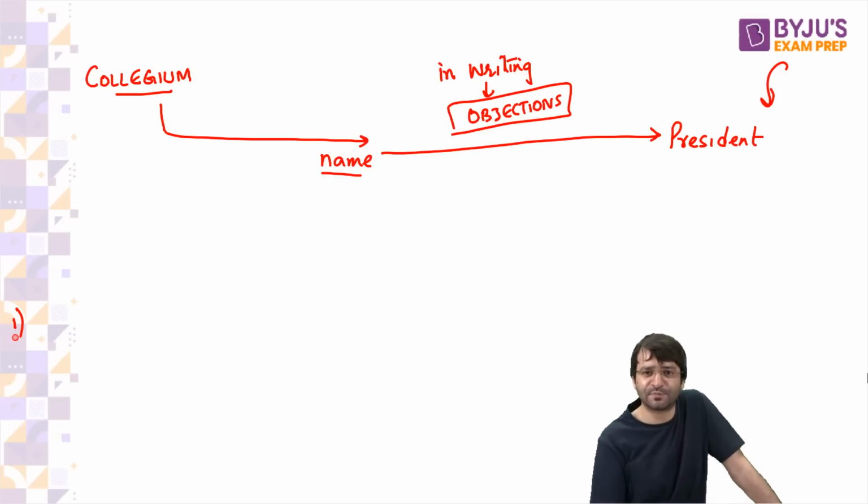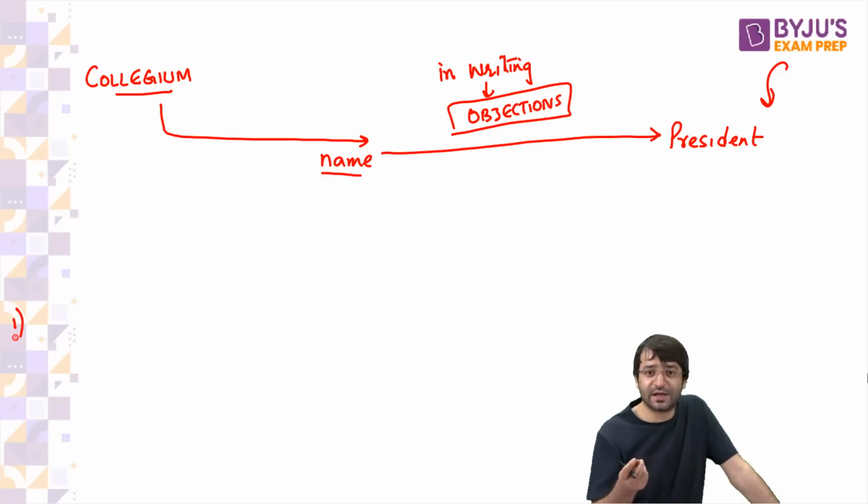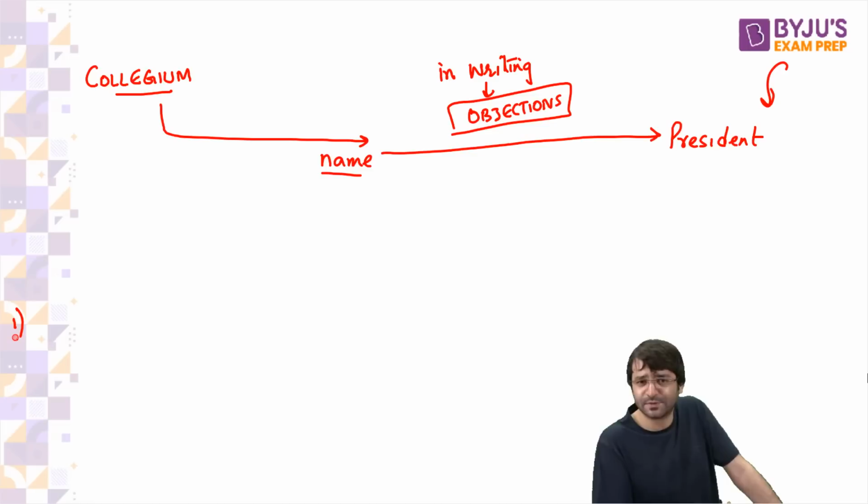The name was sent to the president. The president did not agree. Did not issue the appointment order. Why? We don't know. Perhaps because Gopal Subramaniam was the amicus curiae when Amit Shah's case was taken up, where Mr. Amit Shah was accused in a fake encounter of killing Tulsiram Prajapati and Ishrat Jahan and others.